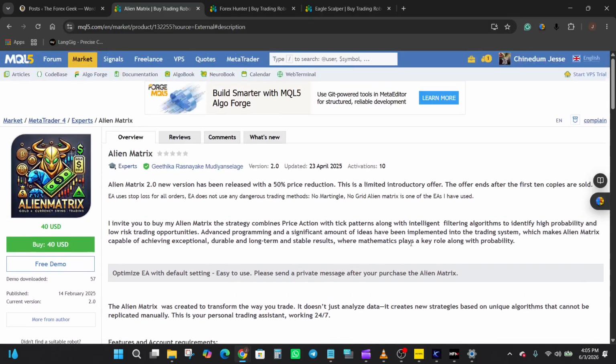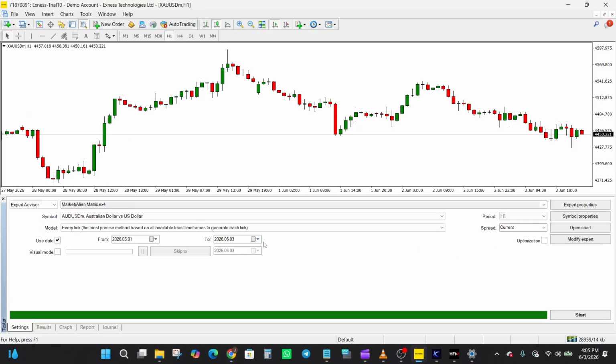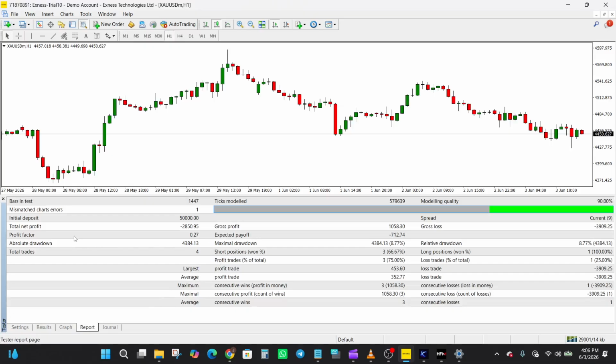Okay, let's just quickly head over to the strategy tester right now, and we are testing the Alien Matrix on AUD USD, which is one of the recommended pairs, on the H1 time frame. We are using the H1 time frame for the purpose of this video, and as for the model, we are using the every tick model, and we are running the test over the past month. Quickly looking at the report, we can see that the initial deposit is $50,000. Total net profit made was negative 2,850.95. Four trades we are taking, which corresponds to what we saw about not aggressively stacking trades. Okay, it is selective with its entries.